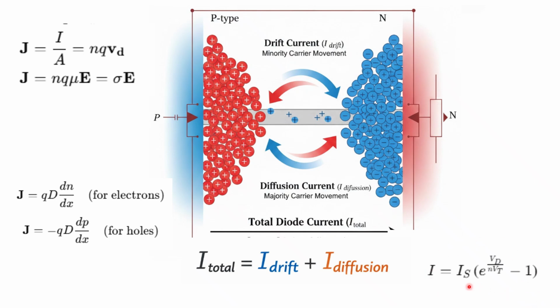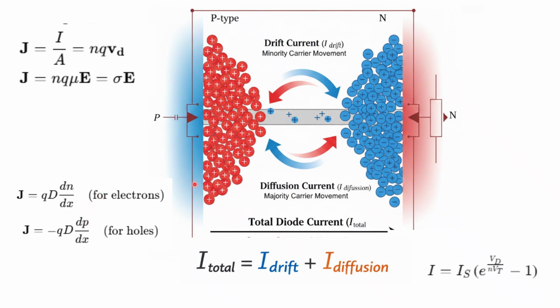The current is Is, the reverse saturation current, times the exponential of Vd, the voltage applied across this diode, divided by eta Vt, minus 1. Eta is a constant, ideally 1 for germanium, and Vt is the thermal voltage, kT by q. This is the final equation that can be used to find the amount of current flowing in the diode. Just visit the previous session if you have not, to see how to find the drift current and the diffusion current.